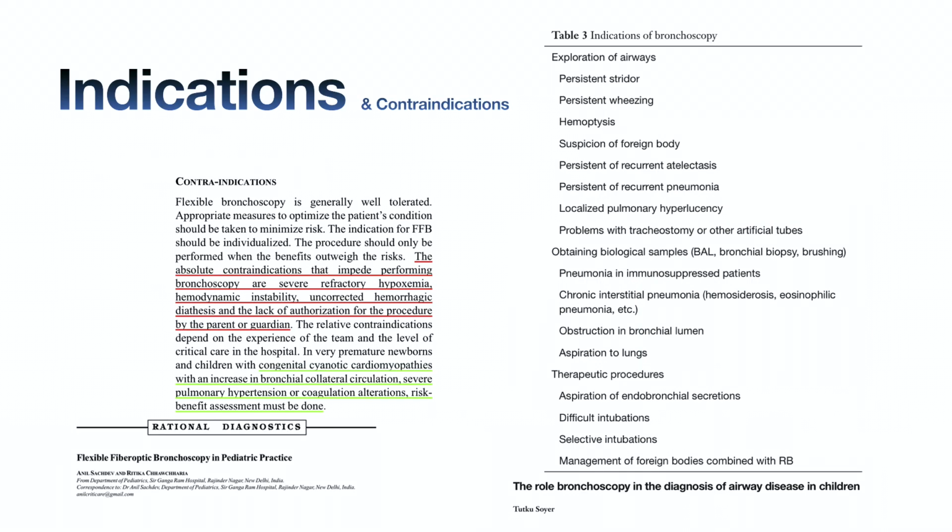There are various indications and contraindications for flexible bronchoscopy in children. I'm not going through each of them with you, but I would like to emphasize that patient selection is very important. You don't want to select patients with severe hypoxemia and also hemodynamic instability. For those cases, performing a flexible bronchoscopy, especially at bedside, could be quite dangerous.